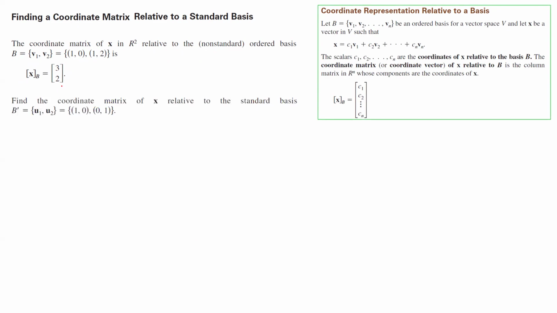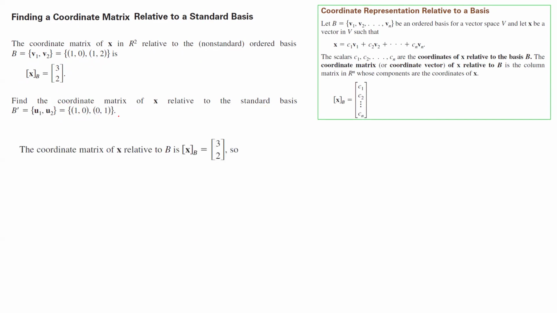Now the question says find the coordinate matrix of X relative to the standard basis. The previous one was non-standard. As you can see, you have (1, 0), but this one is not (0, 1). This is (1, 2). Now the question says find the coordinate matrix of X relative to the standard basis, which, we all know, is (1, 0) and (0, 1).